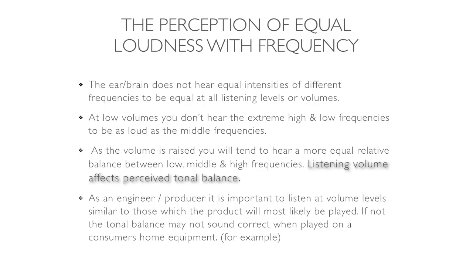We have the most sensitivity around 4,000 cycles. So that's sort of the reference point. That's because our ear canal and our ear resonates at that frequency. And by the way, that tends to be where a lot of speech intelligibility lies, and the consonant sounds, for instance, that define the beginnings and ends of words. So it's important as an engineer or producer to know that listening at different volumes is going to affect your sense of how much EQ or frequency adjustment you might want to apply.